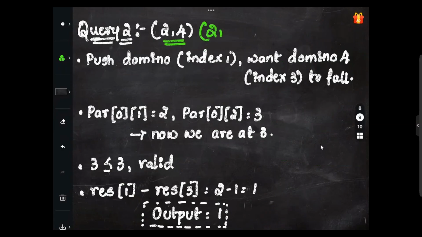For query 2 we have 2 comma 4, right? So we have to push the domino at index 1 and want domino 4 to fall. So this falls under index 1, right?